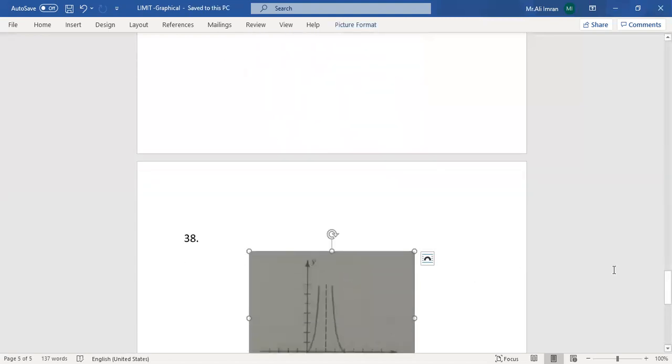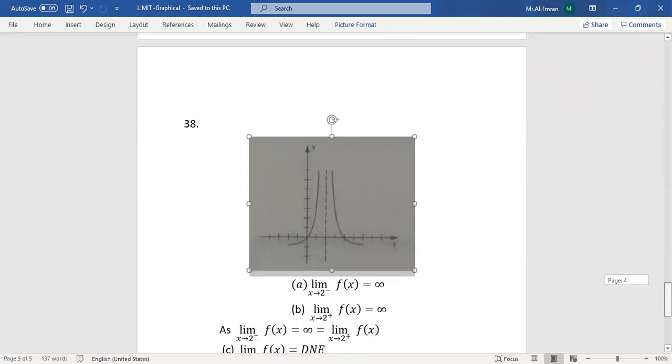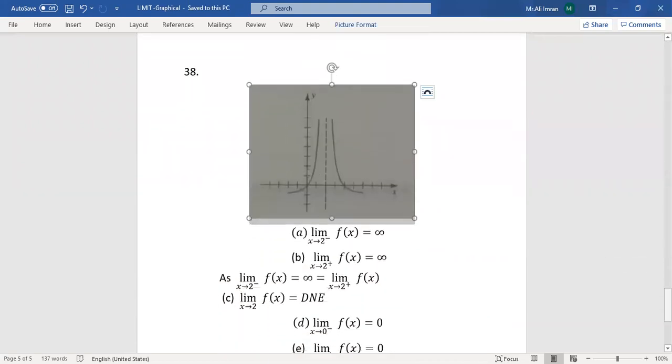Now let's proceed to our next question. This is the asymptotic function. We have to find the limit at x is equal to 2. First of all we will find the left hand limit at x is equal to 2, that is we will approach the limit from left hand side, that is the value x is less than 2.